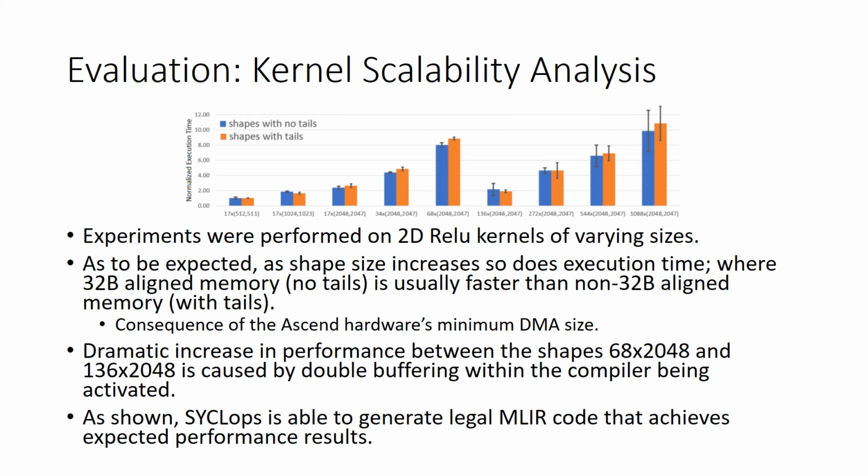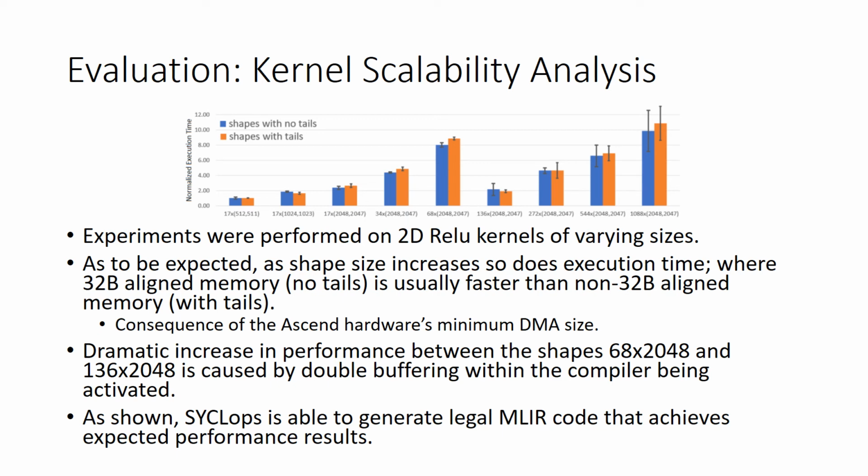To evaluate whether SYCLops emits expected results in MLIR, experiments were performed on a 2D ReLU kernel of varying size. ReLU, also known as the rectifier, is a common activation function used within machine learning applications, which we felt best demonstrated the scalability of the SYCLops converter. As to be expected, as shape size increases, so does execution time, where 32-byte aligned memory, or no tails, is usually faster than non-32-byte aligned memory, or with tails. This is a consequence of the Ascend hardware's minimum DMA size.